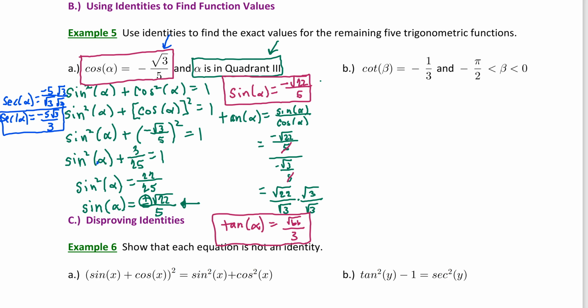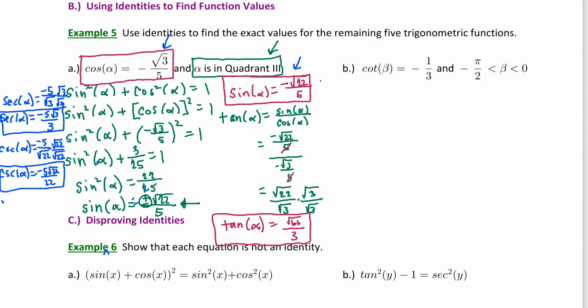Let's do a similar approach for finding cosecant from sine. Cosecant of alpha is the reciprocal of sine. So I'm going to reciprocate sine to get negative 5 over the square root of 22. Let's go ahead and rationalize the denominator by multiplying the top and the bottom by the square root of 22. So we end up with cosecant of alpha equals negative 5 square root of 22 over 22. Alpha is clearly not a unit circle value.